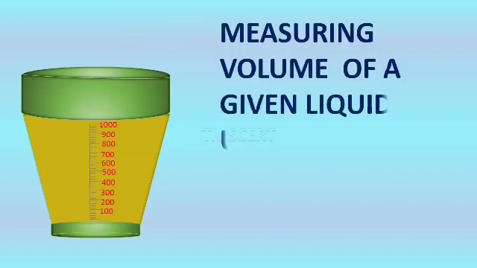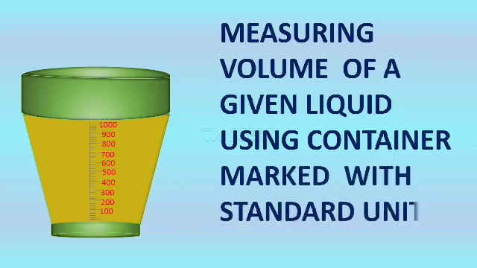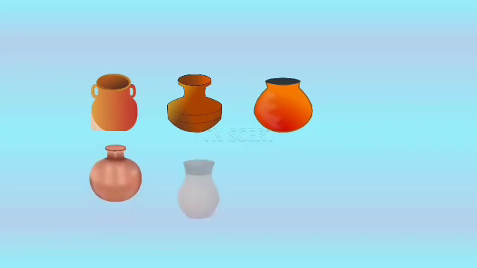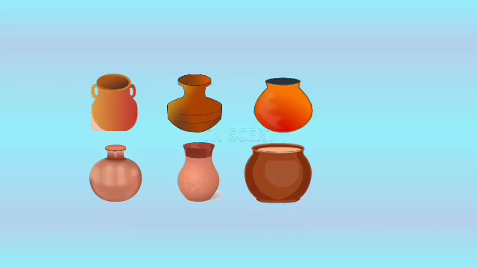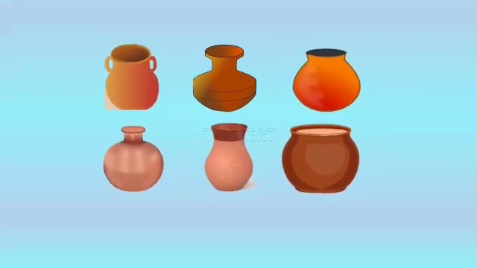Measuring volume of a given liquid using containers marked with standard units. In ancient times, different people used different tools for measuring capacities and volumes. So, there was no common tool to be used by everyone. Then they used common objects such as jars and pots to measure volumes and capacities. Gradually, mankind knew that there must be a unique system of measurement to be used worldwide.